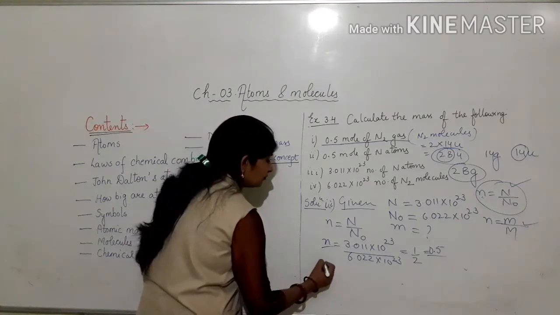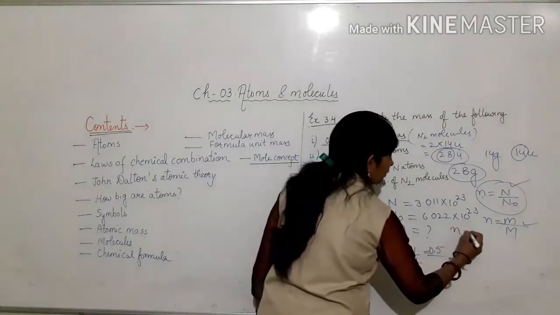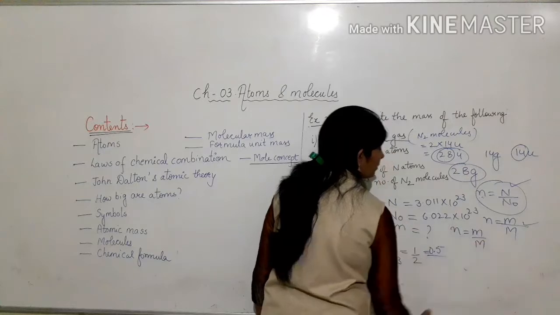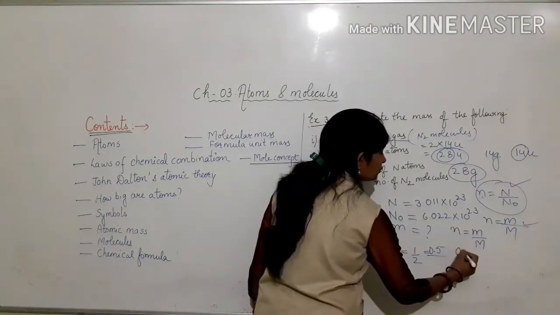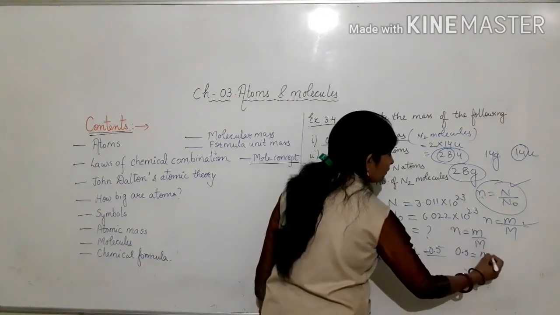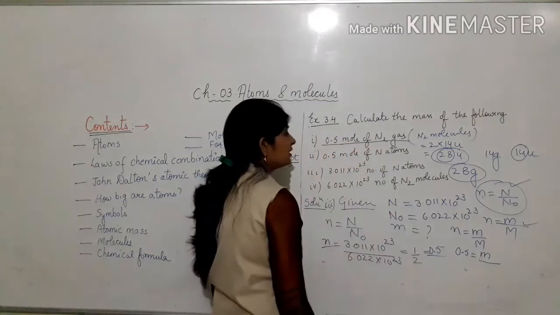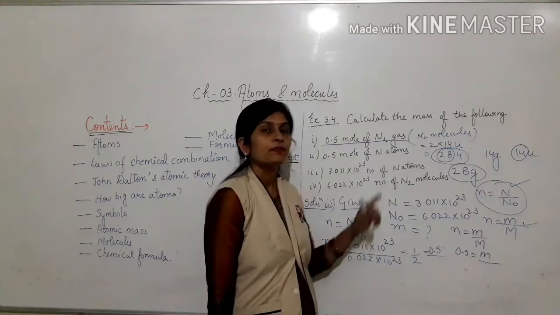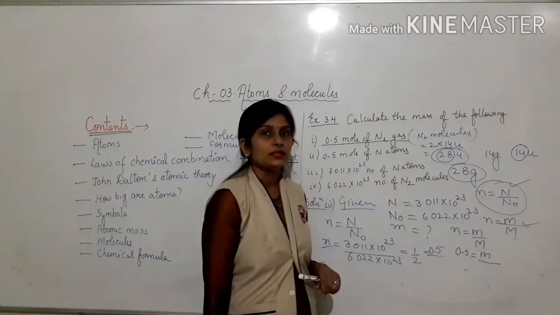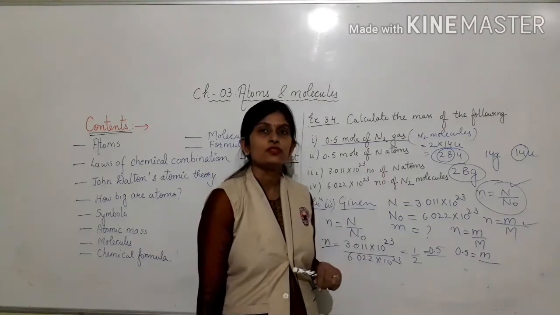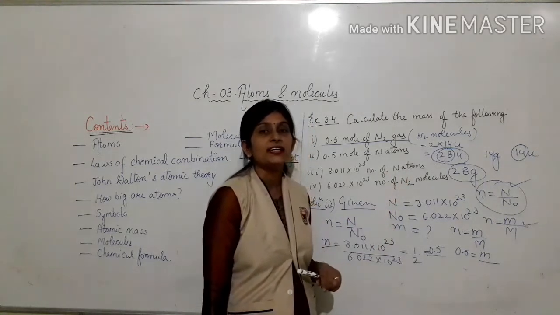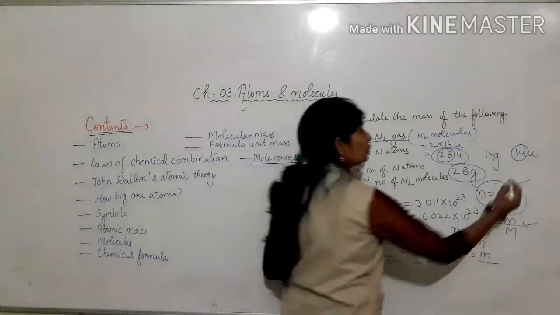Now, number of moles is equal to mass upon molar mass. Number of moles 0.5 is equal to mass we have to calculate upon molar mass. See which kind of particles are given: nitrogen atoms. So atoms are given. First of all, calculate the atomic mass of nitrogen, that is 14 U.